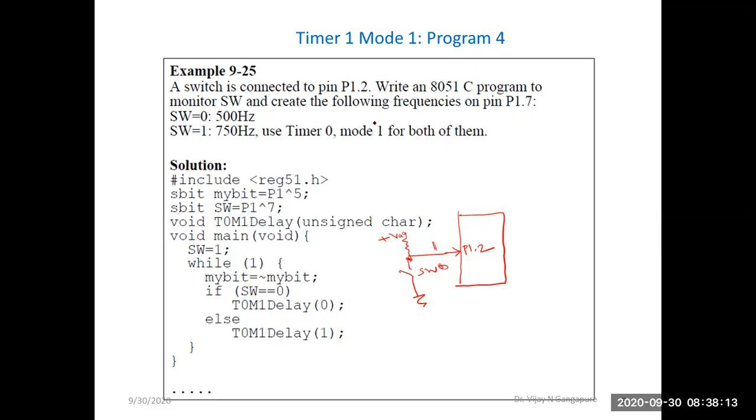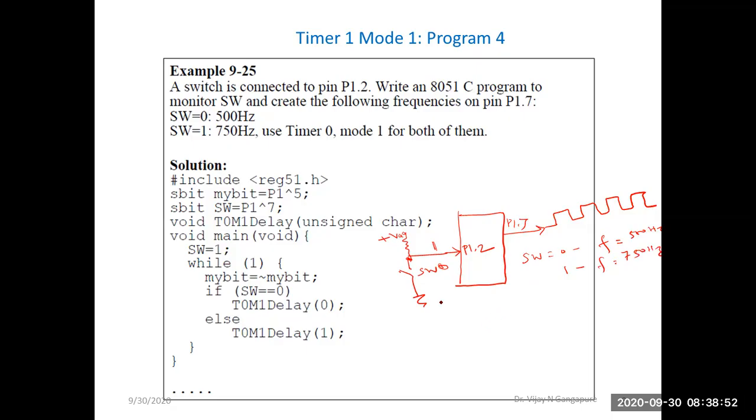Write an 8051 C program to monitor the switch and create the following frequencies on port 1, pin number 7 of port 1. So what I have to do: the task is to generate a square wave on this pin number 7 of port 1, and if the switch is 0, its frequency should be 500 hertz. And if the switch is 1, its frequency should be 750 hertz.